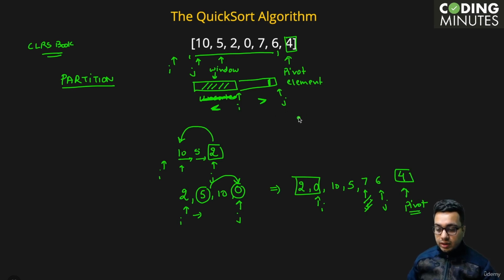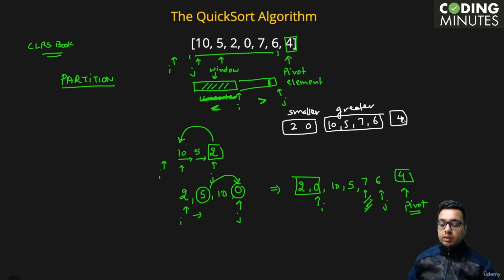So let me just draw it again. It will look something like this: 2 0 10 5 7 6. So all of these elements, as I said, are greater and these elements are smaller than the pivot element, and here we have this pivot element 4. So we have one more step in the partition function. We have to do a final swapping. So let's say this index is now i, and this index is j, and this index is the pivot index, which was the last element of our array.